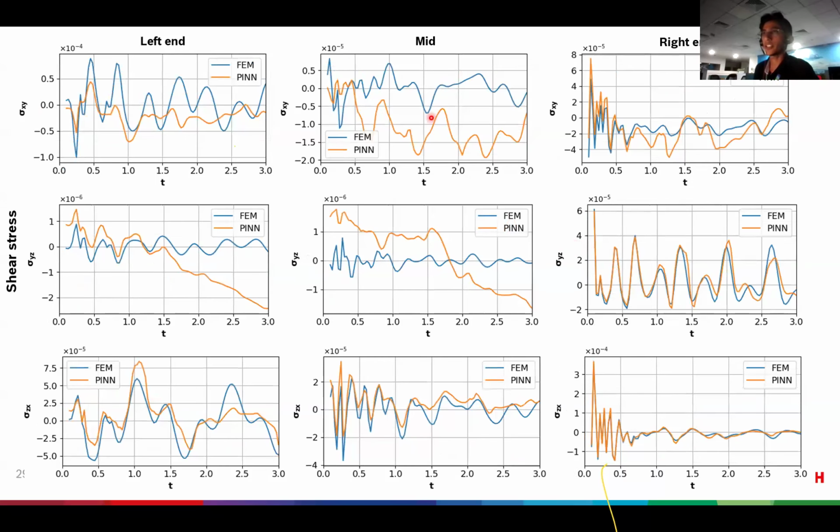Next, we also see the shear stresses. For shear stress, we also see that it's matching in order at least. At some points where it's almost zero, it's fluctuating around zero, and where it's at some decent order, it's kind of matching.